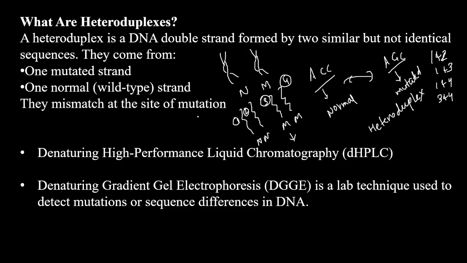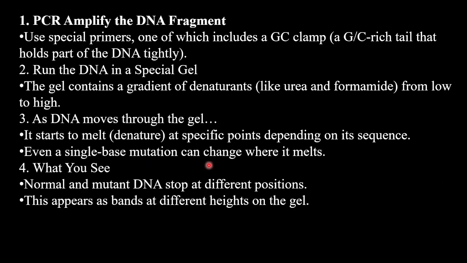And how can you identify them? You can identify them by denaturing gradient gel electrophoresis or denaturing high performance liquid chromatography. So what happens in denaturing gradient gel electrophoresis? You will design the primer pairs against the normal DNA, and you will also design the primer pairs against the mutant DNA.